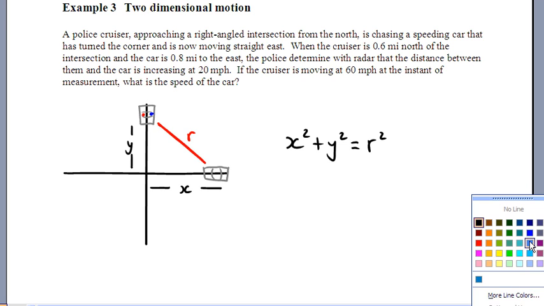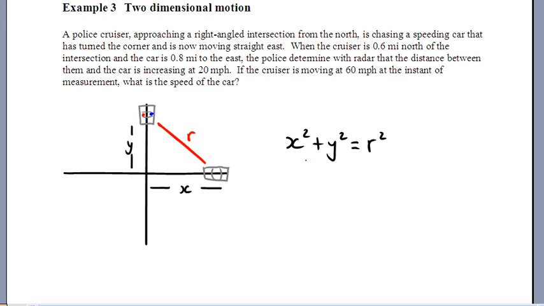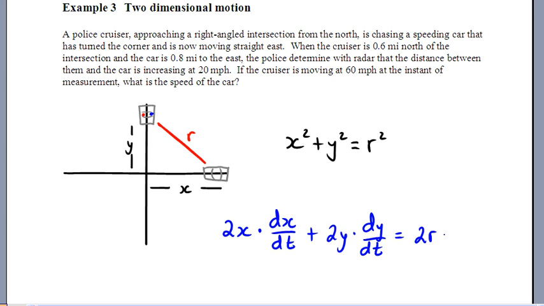Time to do a derivative. So here comes the calculus. I'm going to cheat with a chain rule like crazy here. 2x times dx/dt plus 2y times dy/dt is equal to 2r times dr/dt.